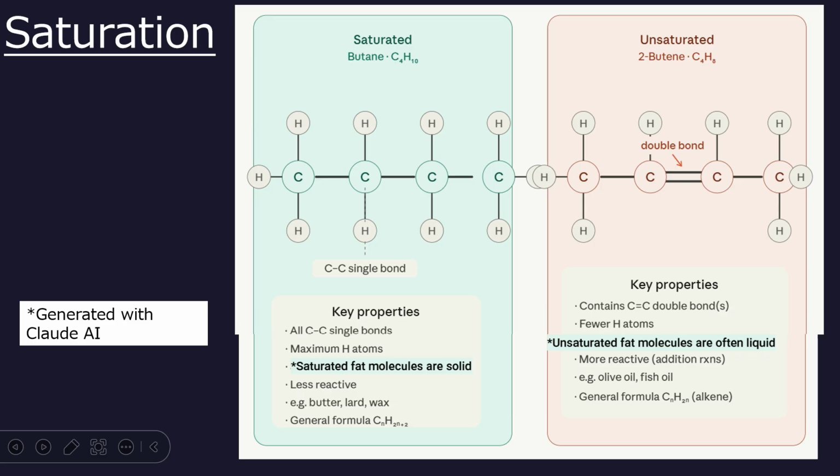So here's just a little infographic type thing I made with Claude. So saturated, an example is butane, 4 carbons in a row, hydrogens attached to every other spot. Key properties, these are all C-C single bonds, wherever there's a carbon-carbon bond. It has the maximum number of H atoms, as long as all these carbons are still connected together. Every other position has a hydrogen. That's saturated. Generally solid at room temperature. You can think of fats like butter, lard, wax. Okay, so I've written here that saturated fats are often solid at room temperature, things like butter. That is true.